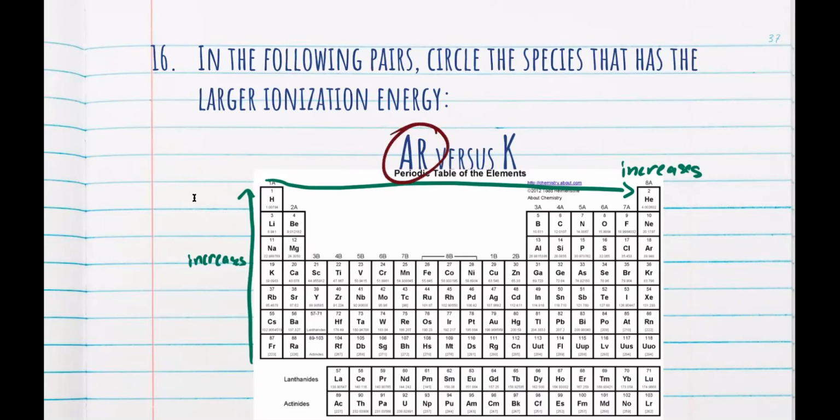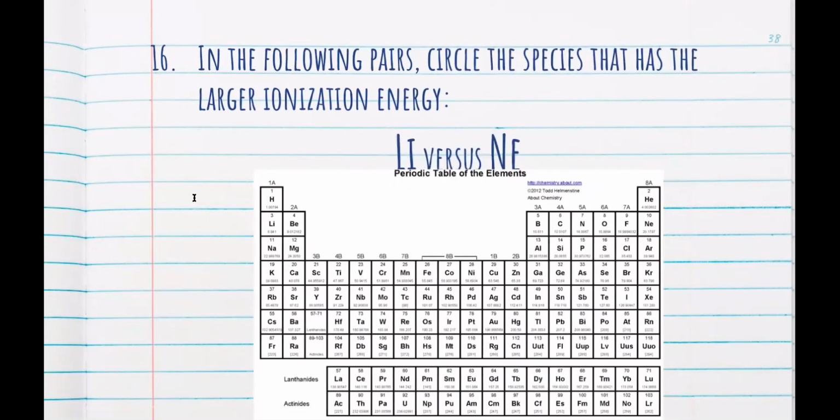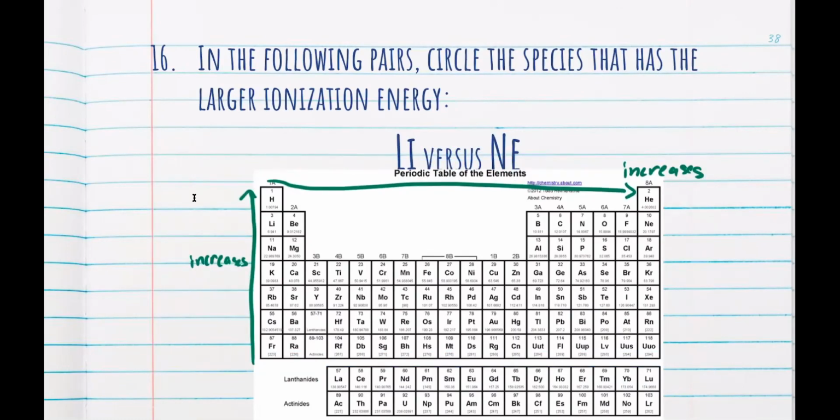All right, let's move on to our next one. For our last one, we have lithium and neon. Lithium is here, neon is there. Looking at my trend, as I move to the right, my ionization energy increases. So neon is furthest to the right. Neon has a larger ionization energy.